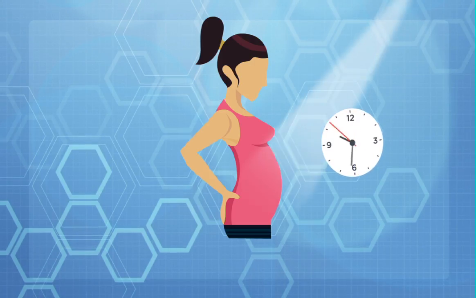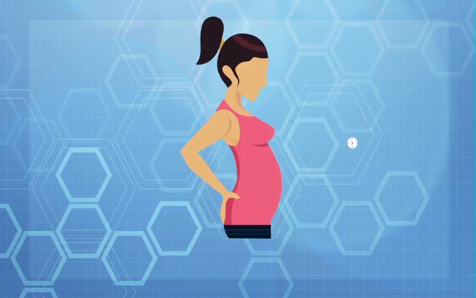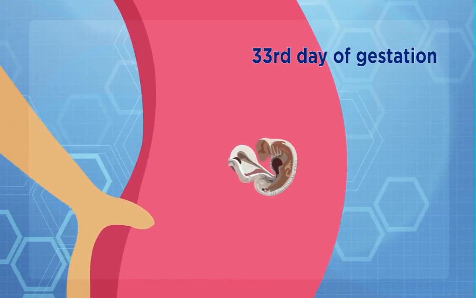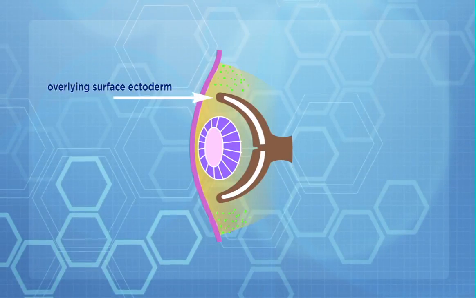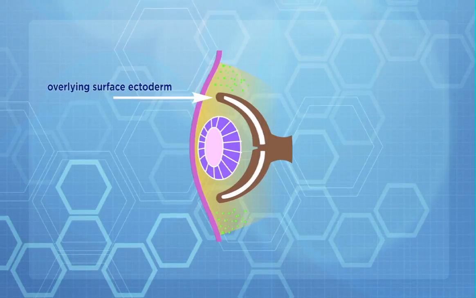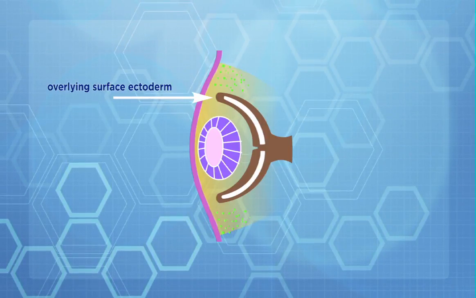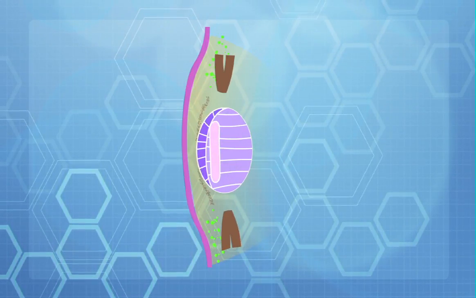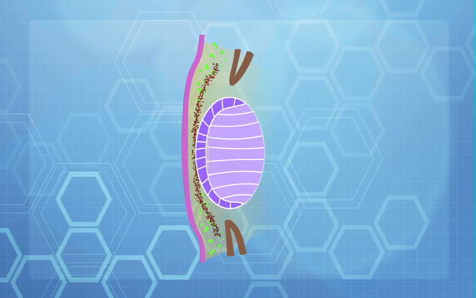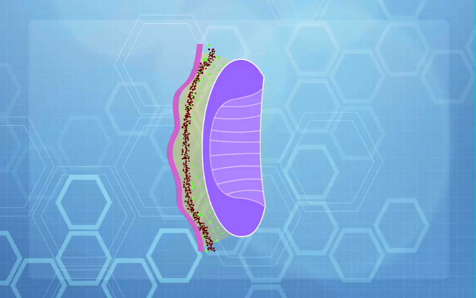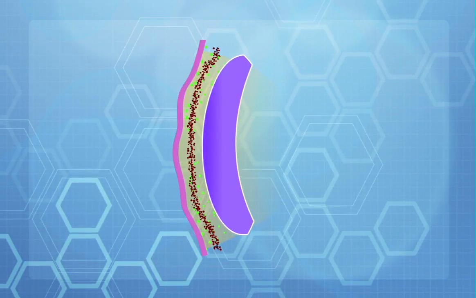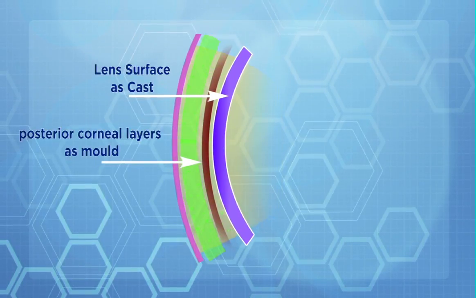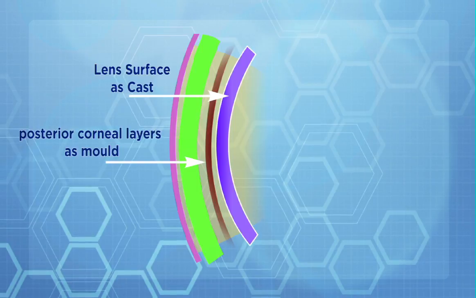To understand this, let us go back to the embryology of the eye, wherein we propose a cast mold theory to explain the origin of the cornea. Around the 33rd day of gestation, the overlying surface ectoderm or future epithelium appears to mirror the shape of the developing lens vesicle, which is round in shape at this time. Later, around the 7th week, the differentiating endothelial layer was also shown to lie in close proximity to the anterior surface of the lens, which by this time acquires its biconvex ellipsoid shape. Here, the lens surface acts as a cast and the posterior corneal layers as a mold.